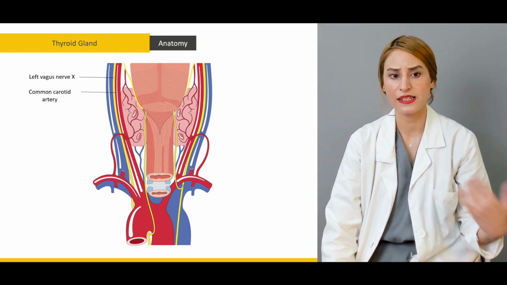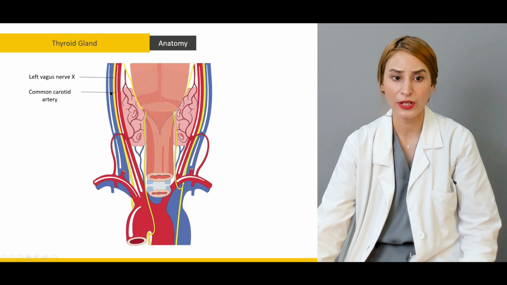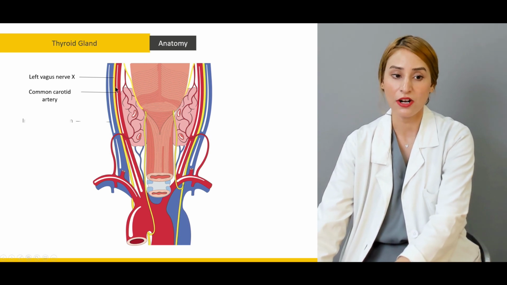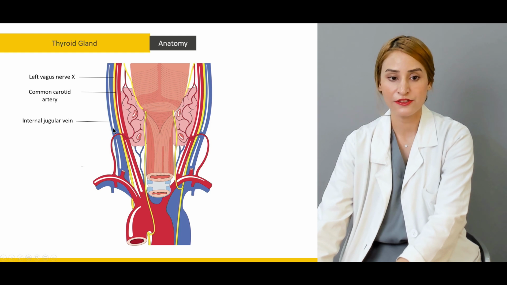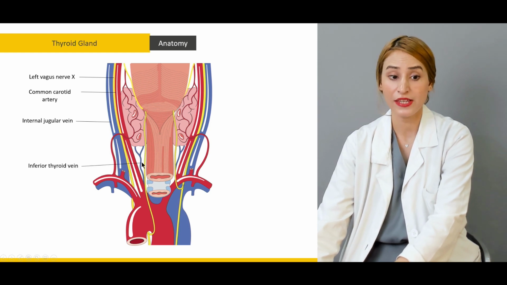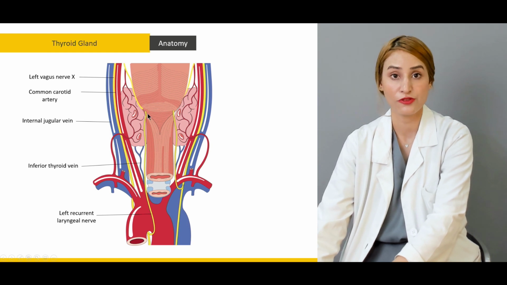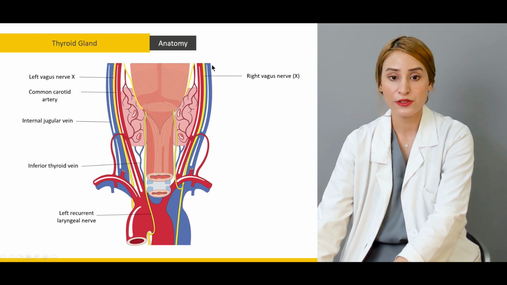Talking about the anatomy of the neck, you can also appreciate different structures like the left vagus, which is running in close proximity to the common carotid artery. This is the internal jugular vein. This is the inferior thyroid vein, and this is the left recurrent laryngeal nerve, which is passing in the tracheoesophageal groove. You can also appreciate the same structures on the right side. This is the right vagus nerve.